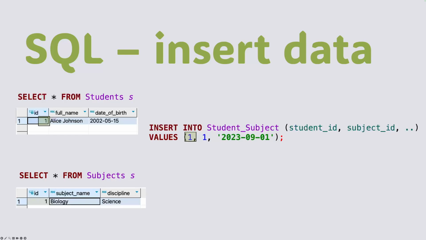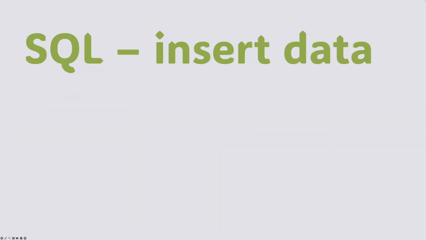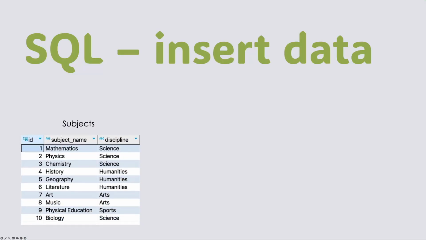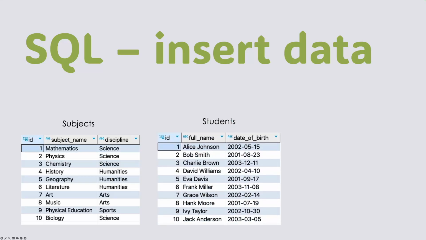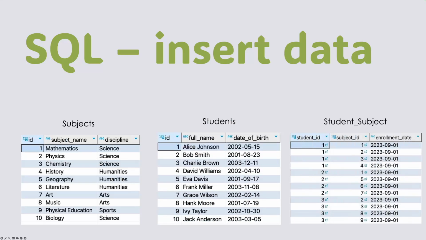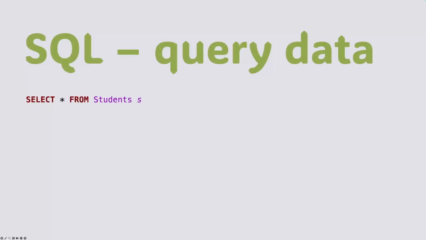So now we can connect the two and do an insert into the student subject table, where we're going to put ID 1 into student ID and ID 1 into subject ID, so that we can do the relationship correctly. We also insert a date of enrollment into this table, which is the third field. Alright, so we put these two, and now we can move on and insert some more data. So we're going to insert some data into the subjects, some data into students, and some data into student subject, so that we can now play with the data.